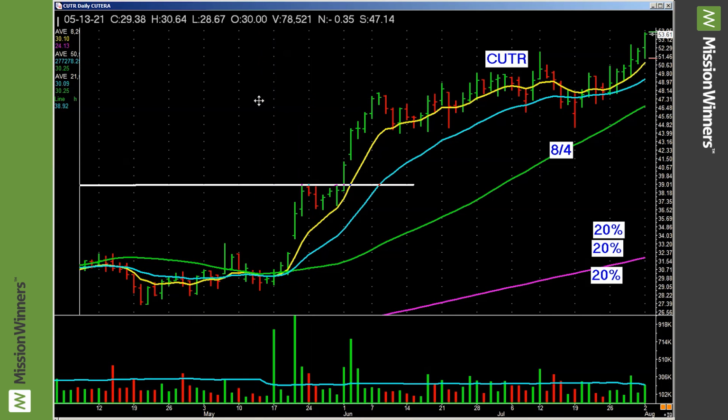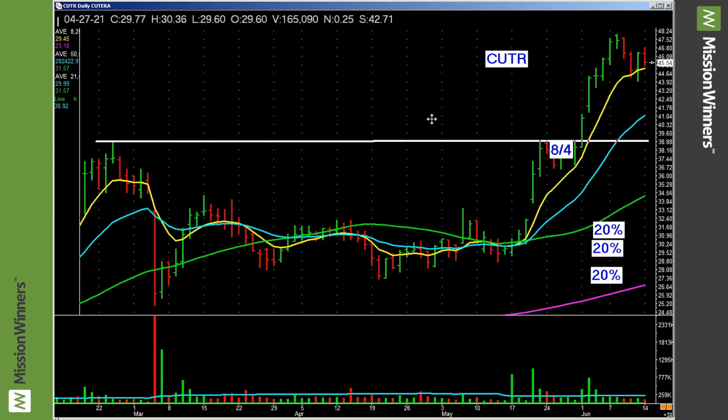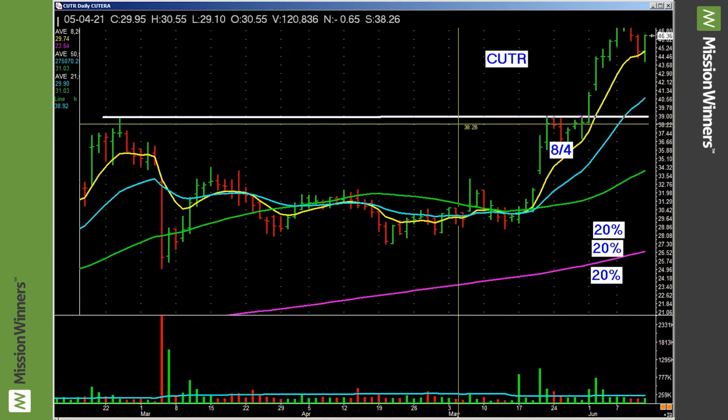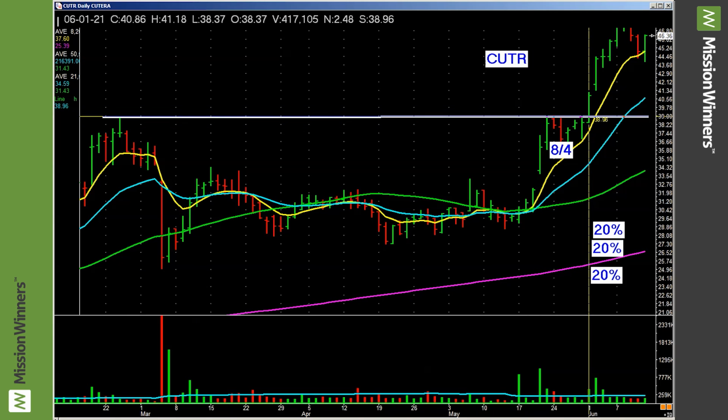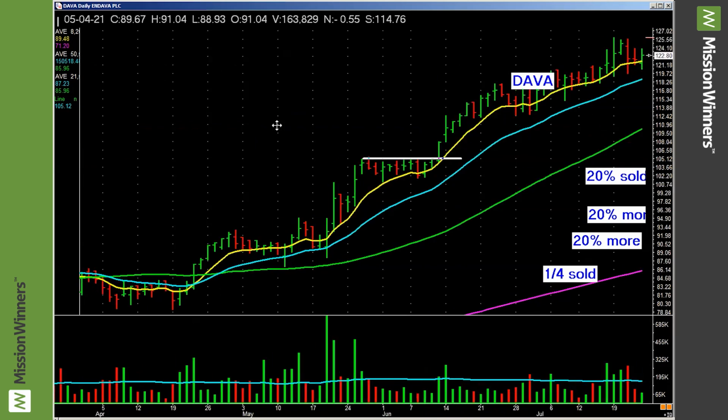And this is something we're really big on. Look at Kutera right there. Look at the base. Just connect the tops. Simple flat line. And it lifts through on a big volume pickup. That's what we like. Indava, right there. And look at the volume pickup.